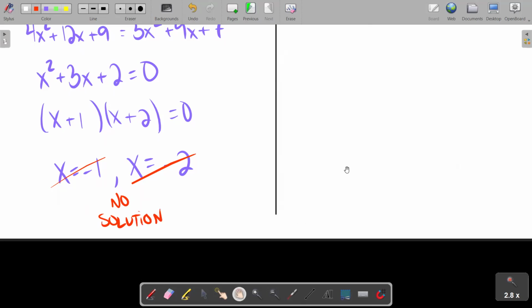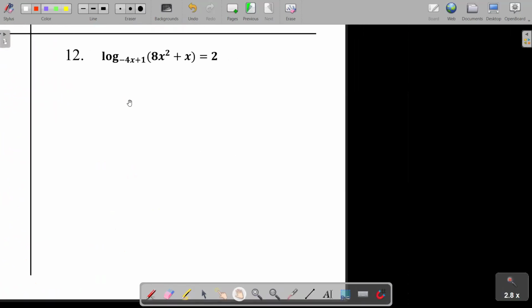Which leads us to the last problem. And the last problem is, again, we start with the square. So this to the power of 2. And if you square it correctly, you get 16x squared minus 8x plus 1. And you're going to set that equal to the argument of the log, which is 8x squared plus x. We just kind of flow with the problem.